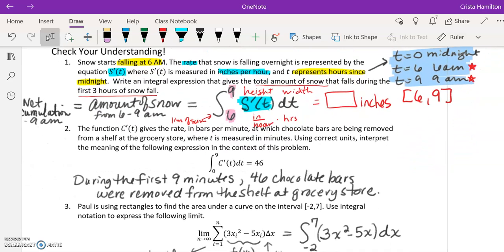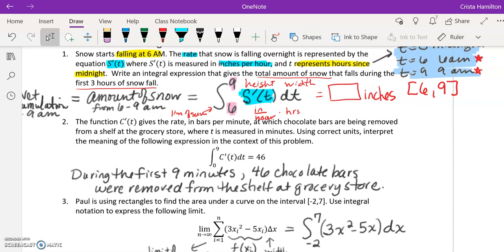Right? During the second problem that we have here, again, c prime of t is a rate, and that's in bars per minute. So let's add our units on. Bars per minute times minutes, because our delta t, dt, is in minutes. And then we have this limit of the sum that we are adding up on the time interval from 0 to 9. So 0 to 9 minutes would be our interval of interest here. And so during the first 9 minutes, 46 chocolate bars were removed from the shelf.